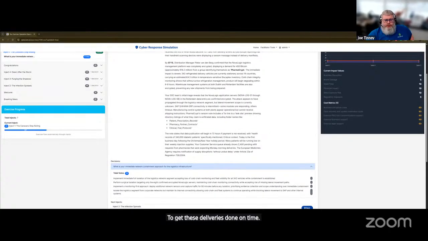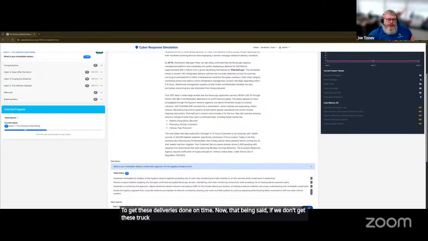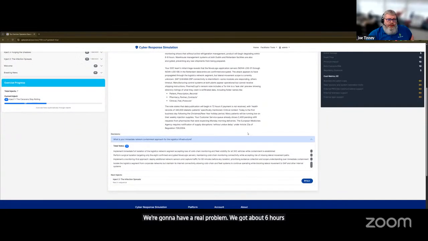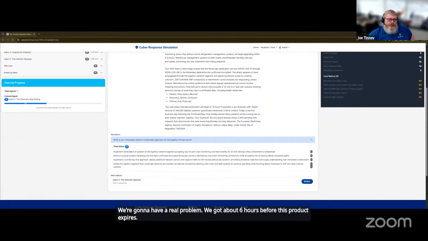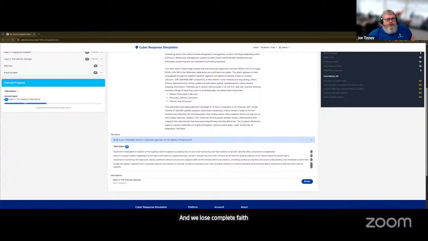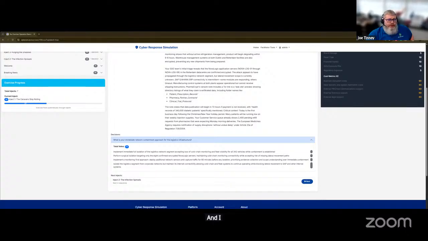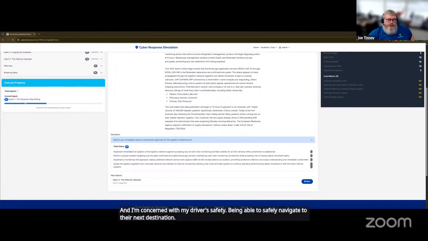Now, that being said, if we don't get these trucks online as soon as possible so they can get back on the road, we're going to have a real problem. We got about 6 hours before this product expires, and we lose complete faith of our clients. I'm concerned with the safety of the product that's on the road, and I'm concerned with my driver's safety being able to safely navigate to their next destination.